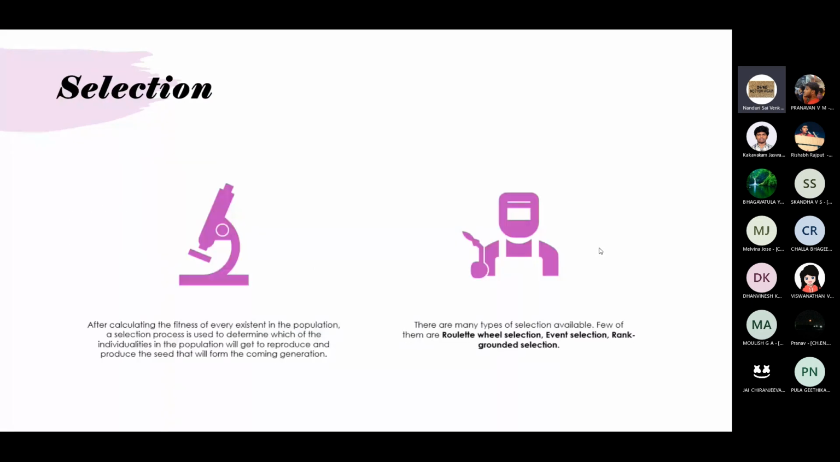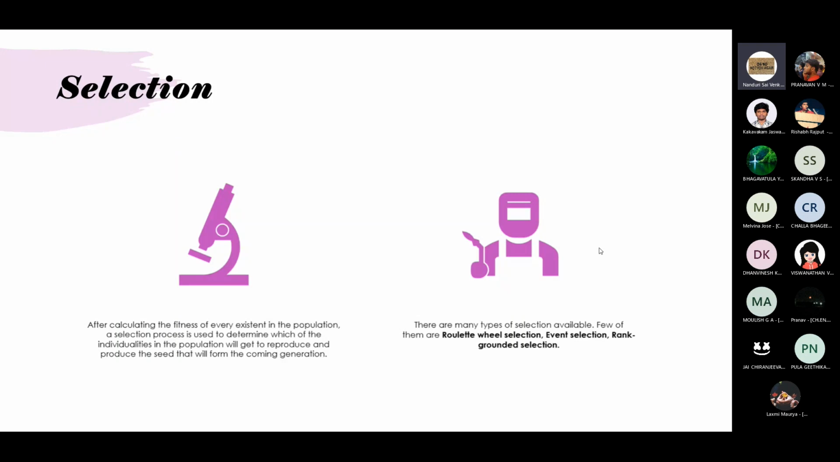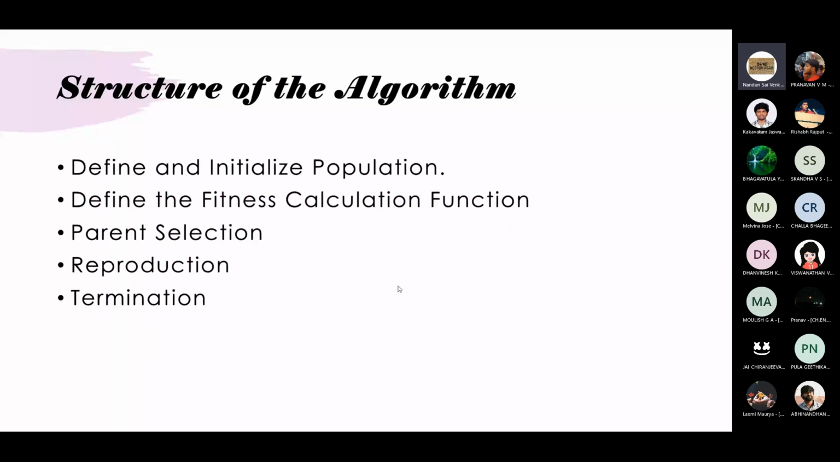There are different types of selection to create an offspring population. A few of them are roulette wheel selection, tournament selection, and rank-based selection. We calculate the fitness function, and based on it we crossover or mutate, meaning we change a few parts of the population, and then we create a new population.